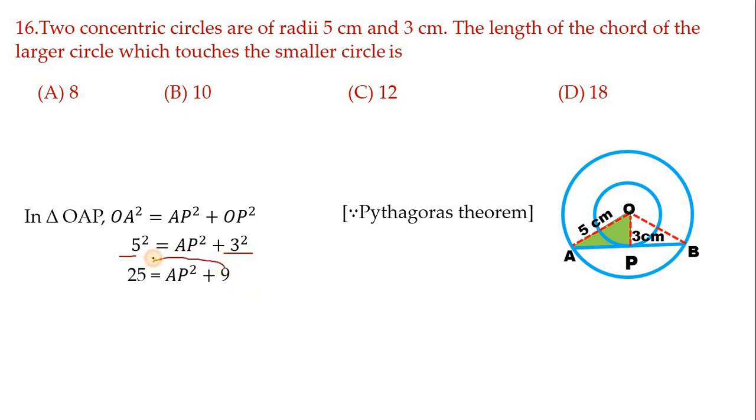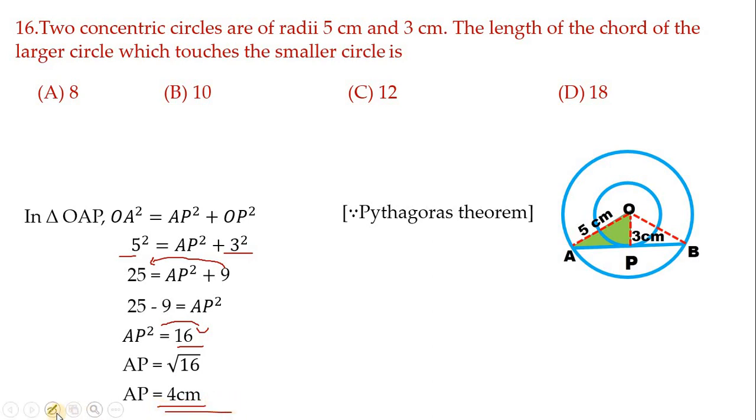So substitute that, and now find the values. 5 square means 25, and 3 square means 9. So AP square as it is. Now this 9 you transfer to this side, we get 25 minus 9, which is 16. Now the square you transfer to this side, we get root 16. So root 16 gives the exact answer, that is 4 centimeters. So AP value we have got as 4 centimeters, and here we want to understand one more thing. See, O is the center, AB is a chord, and a perpendicular drawn from the center to a chord bisects the chord. Means this OP divides AB into two equal parts, AP as well as BP.